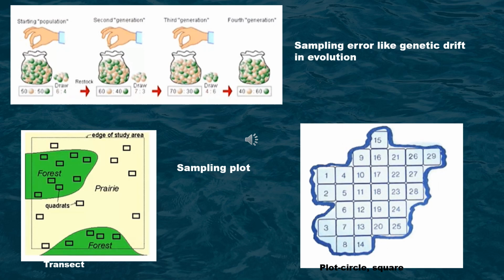Sampling error is a kind of, you can say, equivalent to genetic drift in evolution. Now, I have explained to you, when we are starting to sample a population, then we draw and then we stop and draw and stop again, and we have the ratio that is changing from the beginning.